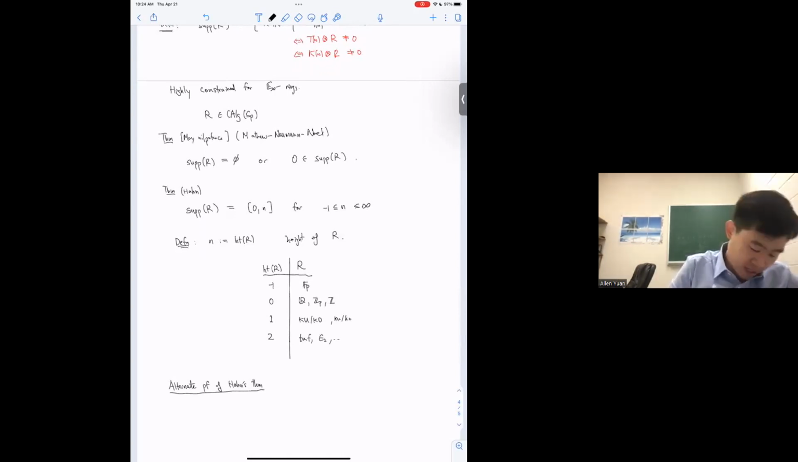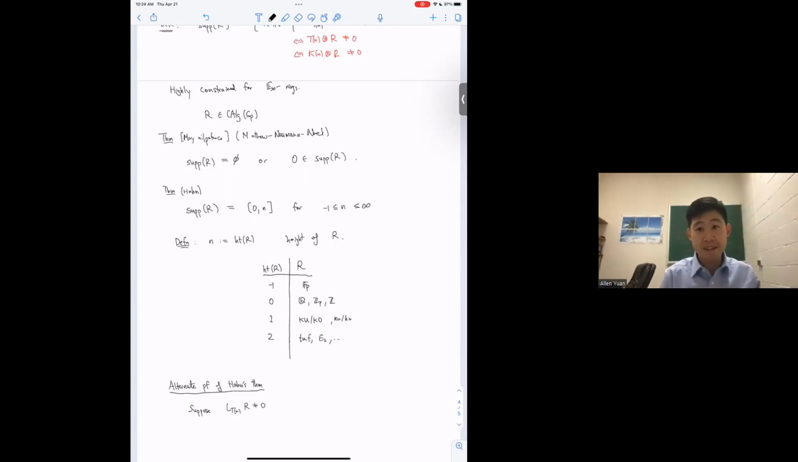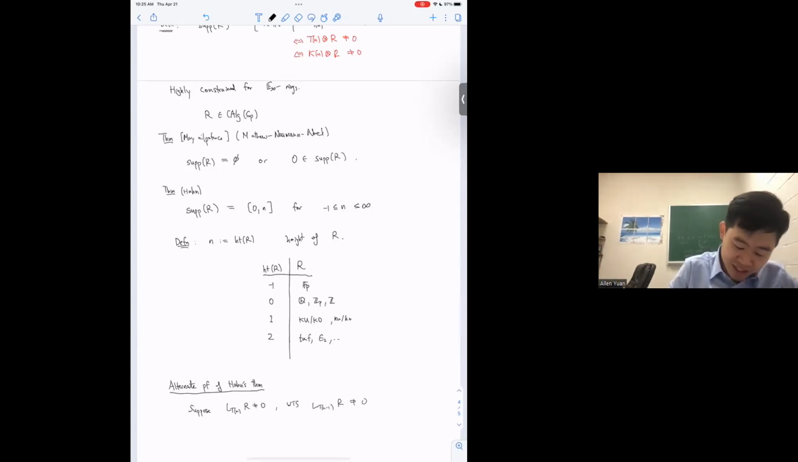So suppose you have some E infinity ring spectrum R whose Tn localization is not 0. So that means it's supported at n. Then we want to show that it's also supported below n. So we want to show that the Tn-1 localization of R is also non-zero.